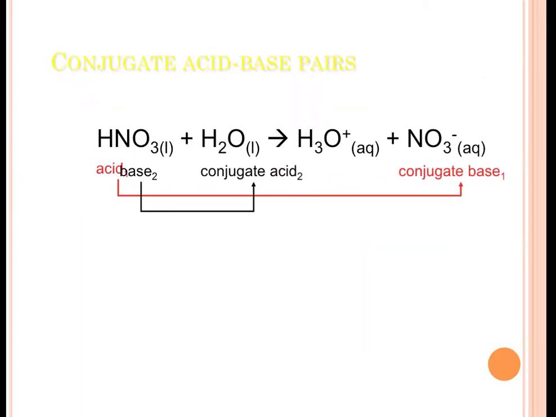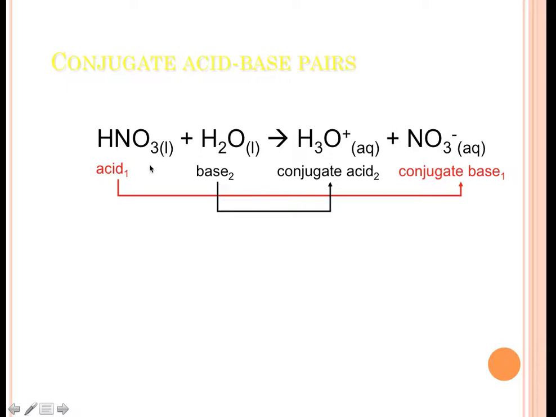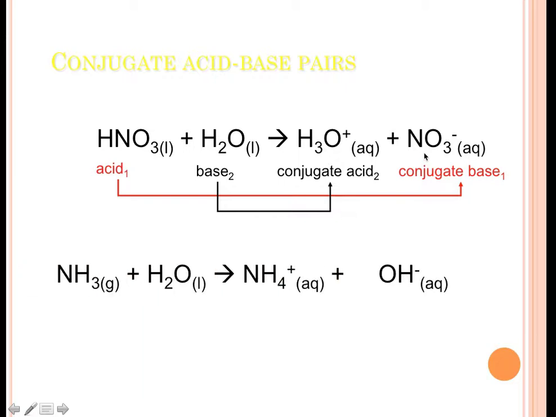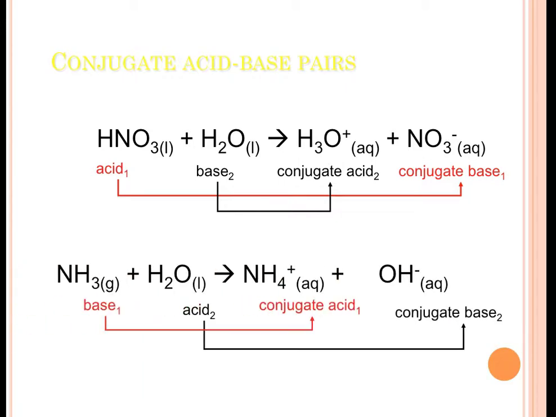Okay. Similarly in this reaction, nitric acid dissolving in water, we've got a conjugate acid of water being H3O+, and the conjugate base of nitric acid being NO3-. And there's another example there. In this instance, water is acting as the acid rather than as the base, and we make hydroxide ions as its conjugate base.